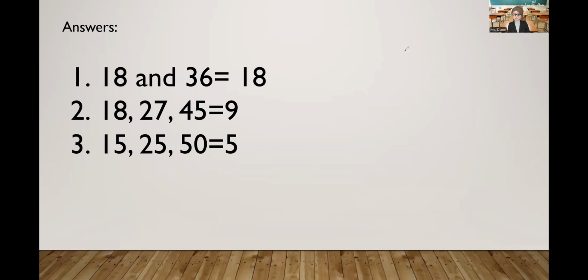Now let's solve 15, 25, and 50. All of them are divisible by 5, right? So 15 divided by 5, that is 3. 25 divided by 5, that is 5. And 50 divided by 5, that is 10.